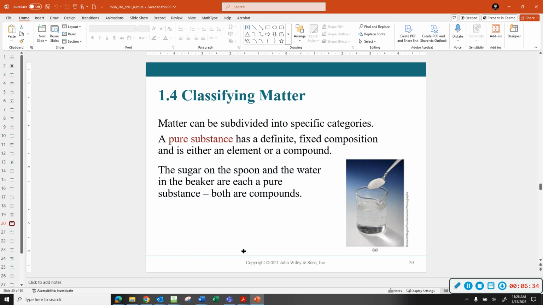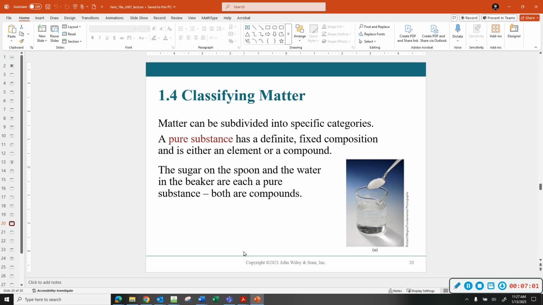Classifying matter. Everything, and I'm going to do this in class, but everything under the umbrella of matter can be classified as two things: pure substance or a mixture. So a pure substance has a definite fixed composition. It can be an element or a compound. Okay, we can't change an element, gold, into silver. Okay, not without doing some stuff to it. And really, an atom of gold cannot change to silver.